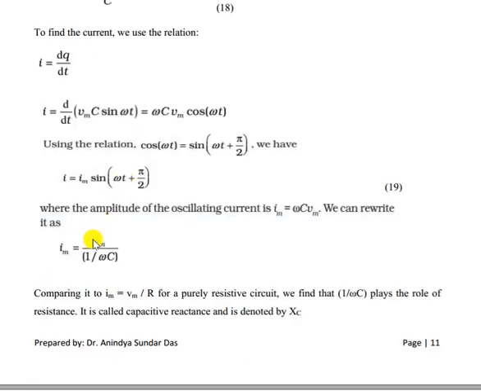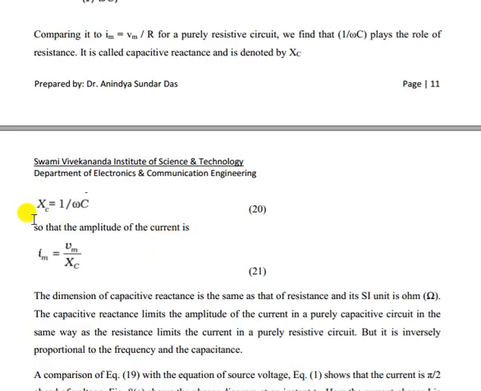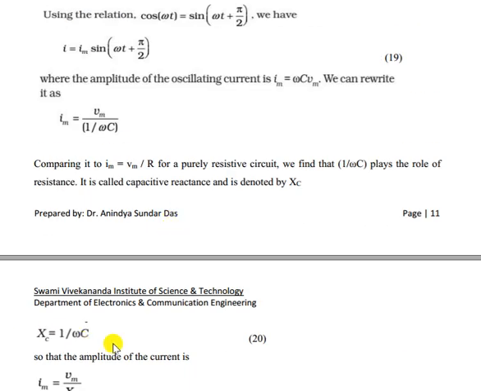Now why are we writing it in this fashion? Because I is V by R, or V by impedance. So writing in this format, we get the 1 by omega C term: I equals Vm by 1 by omega C. This 1 by omega C is called Xc, which is called capacitive reactance. So Xc is nothing but 1 by omega C, and XL is omega L.